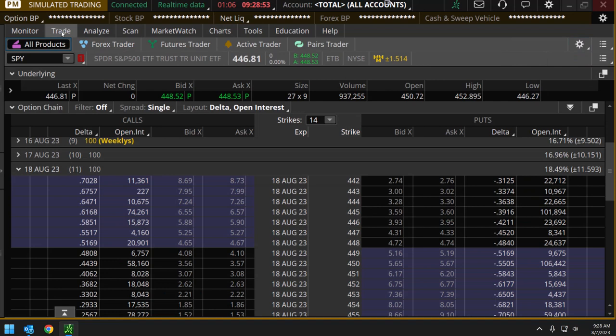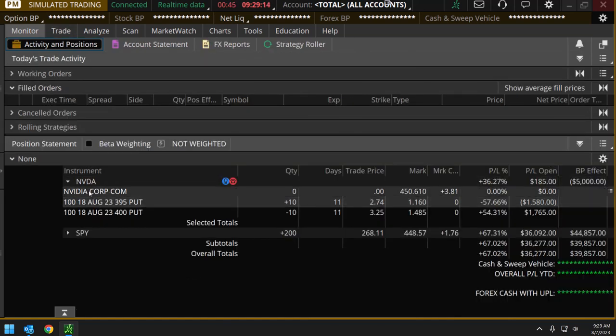I will be trading on the August 18 options chain with about 11 days before they expire. And I've got a delta, open interest, and a bid and ask on the SPY. I've got 14 strikes. We'll talk about that later. Now, while the market opens up in about 48 seconds, we did get that paper fill on NVIDIA.